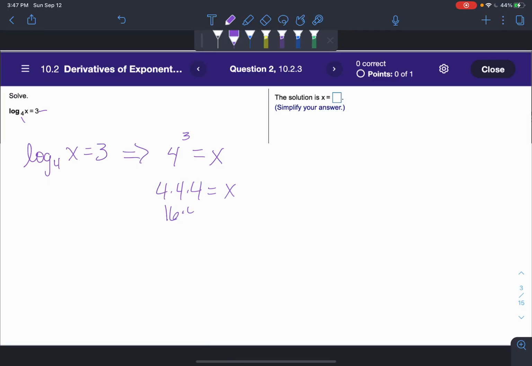And so x is 4 times 4 times 4. So that's 16 times 4. Could probably also use a calculator on this one too. So x is equal to 64. So that's our answer.